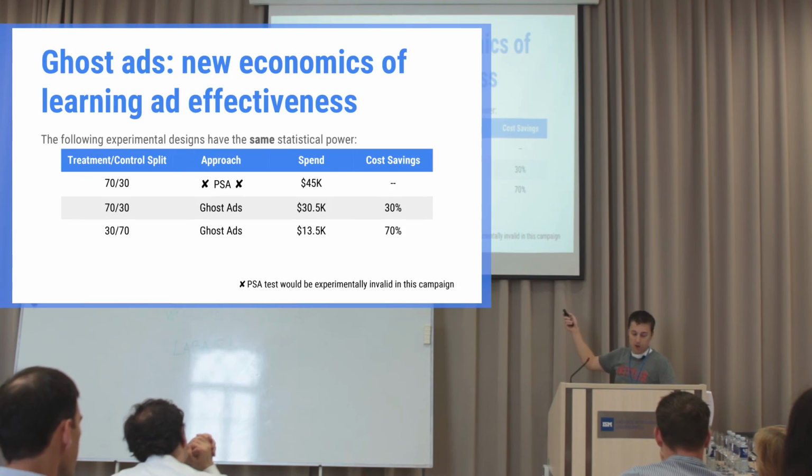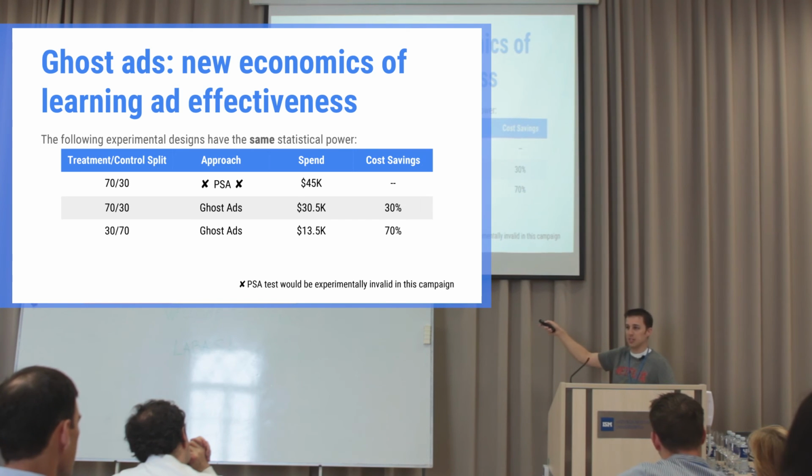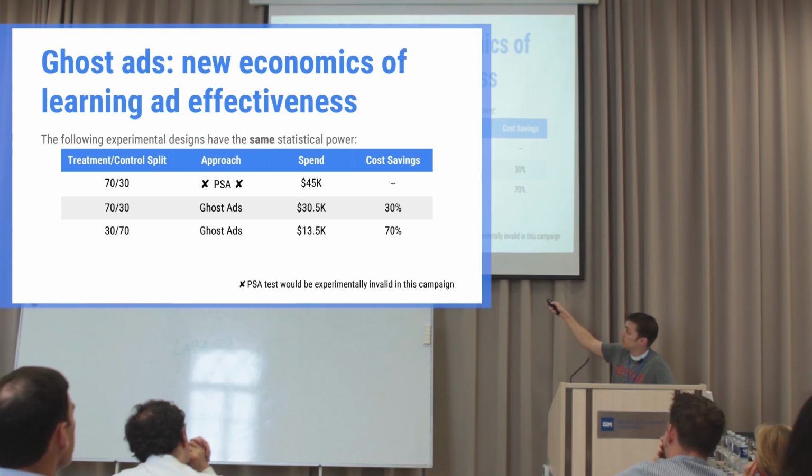So we could have spent $45,000 to learn the exact same information here, or holding the same statistical power, we run this test this way with $30,000, saving ourselves 30%. Or with the exact same power, we could have run a 30-70. We could have just flipped the binomial and paid for 30% of the inventory instead of 70%, and learned that this was in fact a roughly profitable enterprise. But it would only cost us $13,000 to do that.